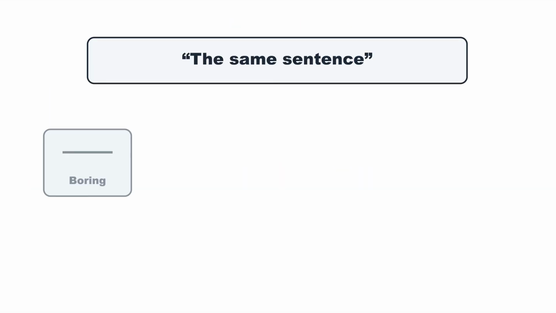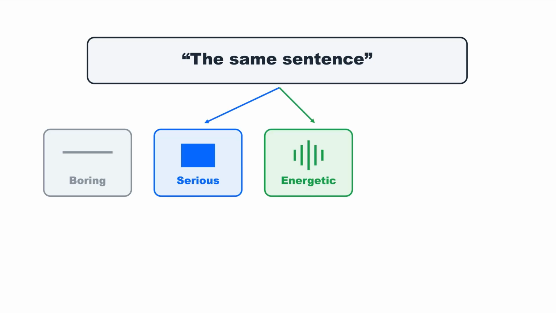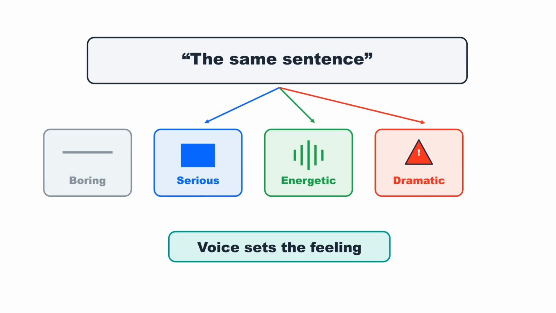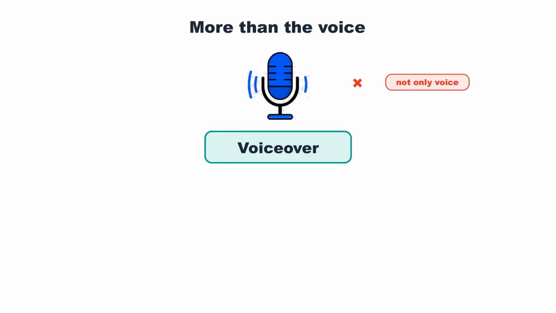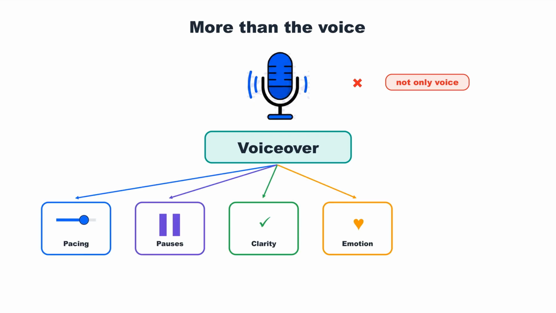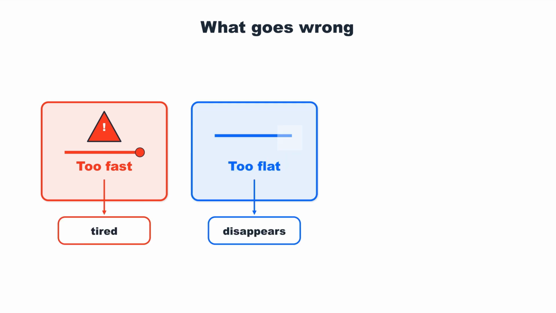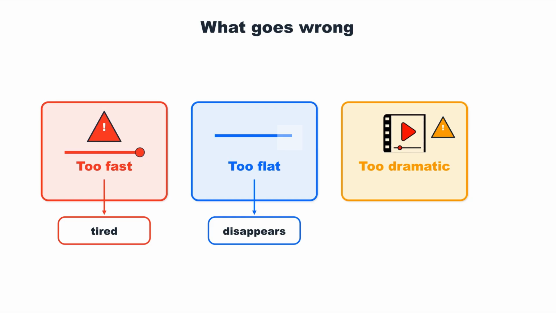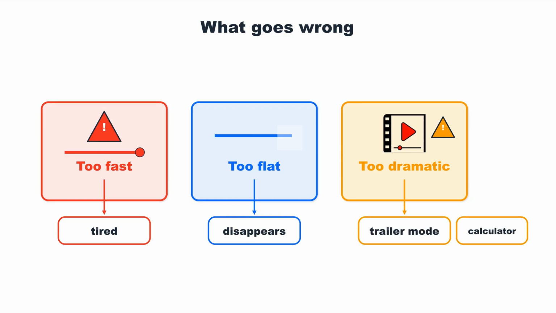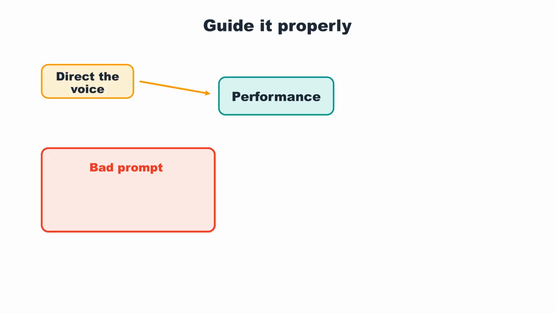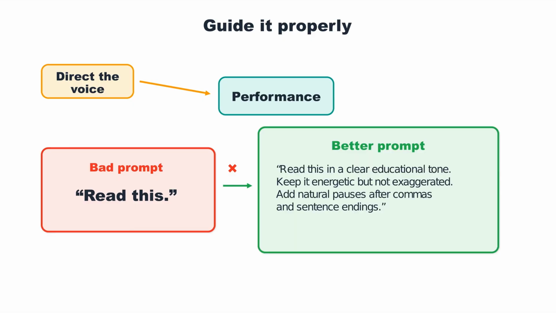The same sentence can sound boring, serious, energetic, or dramatic depending on the voice. But a good voiceover is not only about the voice, it is pacing, pauses, clarity, emotion, volume. If the voice is too fast, the viewer gets tired. If it is too flat, the viewer disappears. If it is too dramatic, it sounds like a movie trailer for a calculator. So guide it properly. Instead of saying, read this, say, read this in a clear educational tone.